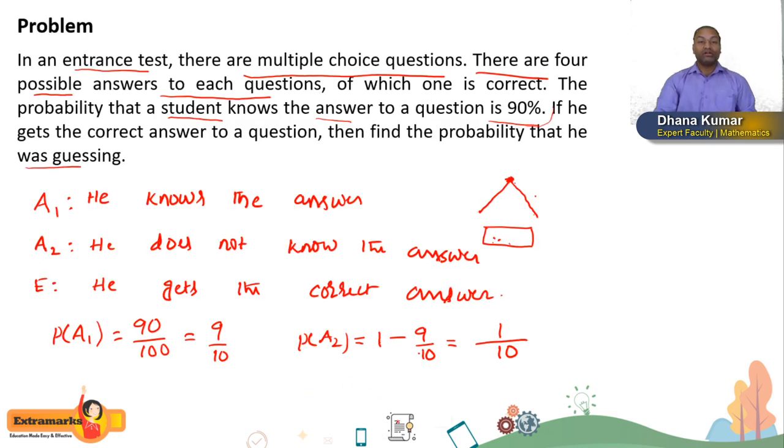Fine. Next, coming to P of E given A1, observe this one, conditional probability. Here E means our assumption: he gets the correct answer. He gets the correct answer in two ways. One is if he knows the answer, the second is by guessing. Correct now? If he knows the answer, he gets the correct answer. If he knows the answer, that option is correct. So here you observe this one, total two events. One event already happened. Now here we find the probability of the second event. What is that event? He knows the answer. The first happening event is what? He knows.